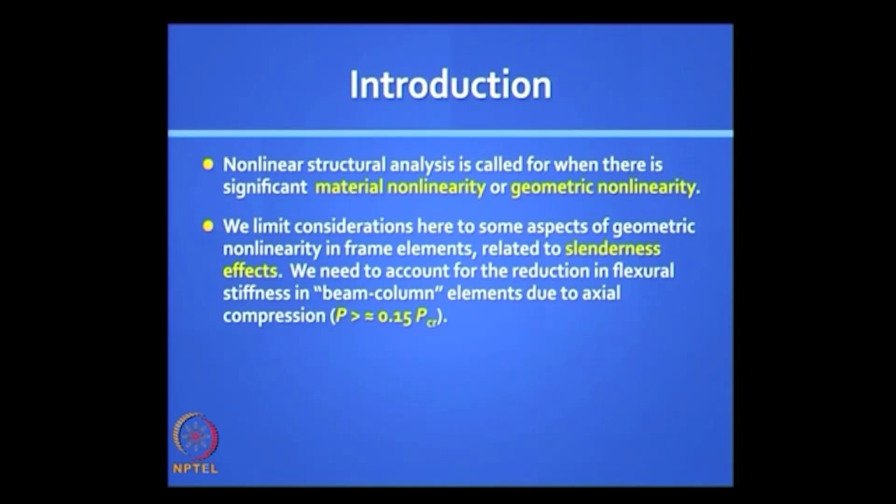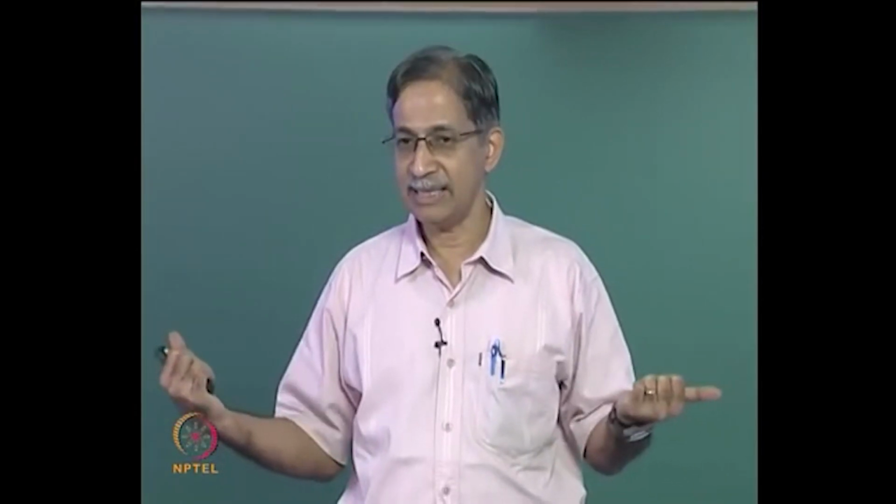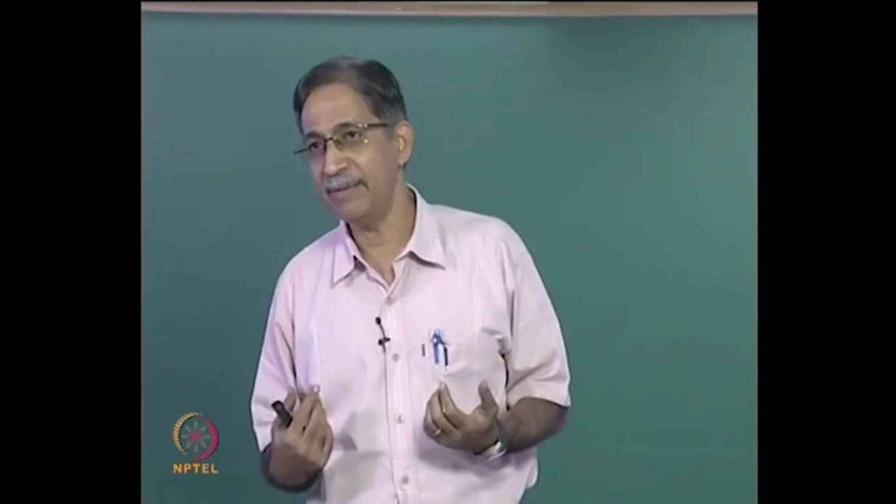We need to account for the reduction in flexural stiffness in beam column elements due to axial compression, and we briefly looked at this earlier. If I have a beam, the flexural stiffness is either EI by L, 3EI by L, 4EI by L, depending on the boundary conditions, but those values will reduce if I have axial compression acting in that element, and those values will increase if instead I have axial tension. So we are looking at that behavior.